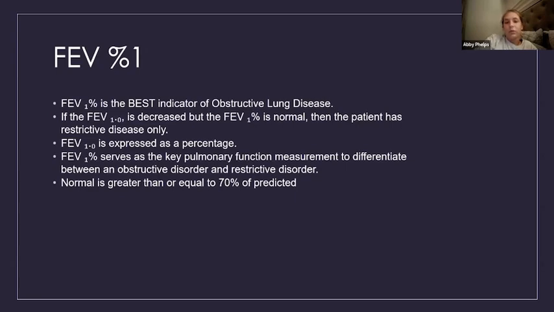And then the normal for this is different. So normal is greater than or equal to 70% of predicted instead of the 80% like the other two.